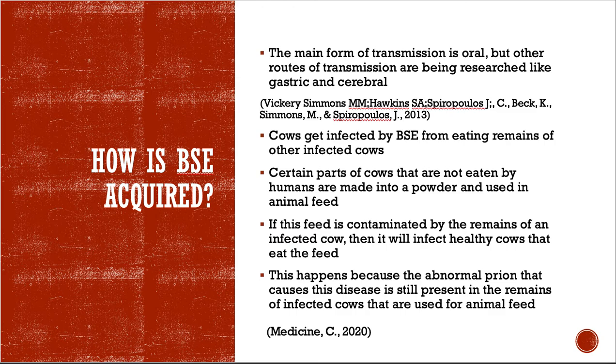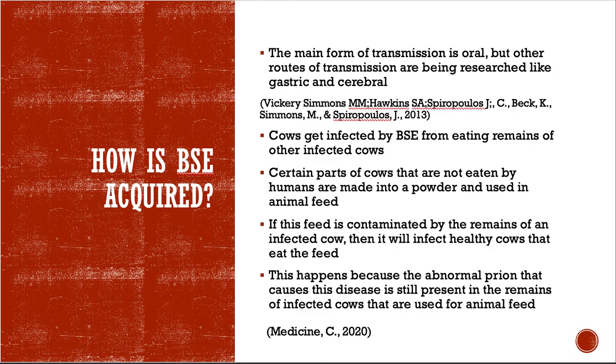So how is it acquired? The main form is oral transmission, but other routes of transmission are being looked at, like gastric and cerebral transmission. Cows get infected by BSE from eating remains of other infected cows, which is very disturbing and pretty gross. The way this happens is that certain parts of cows that are not eaten by humans are made into a powder-like consistency and then used in animal feed.